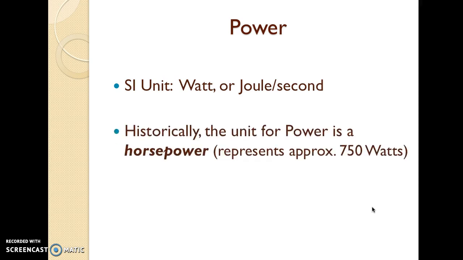Now historically, the unit for power was a horsepower, which represents about 750 watts. And this came about during the Industrial Revolution when we had machines replacing horses that historically had done the work. So if you have a machine that can do 1 horsepower worth of power, then it can do the work of 1 horse. I guess the standard horse can do 750 watts worth of power.